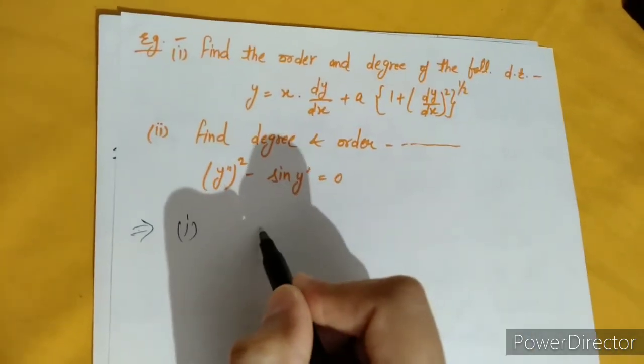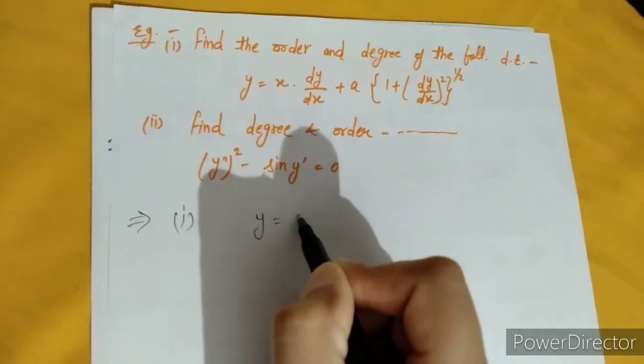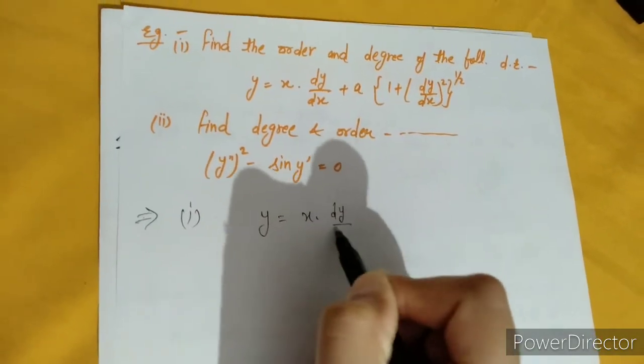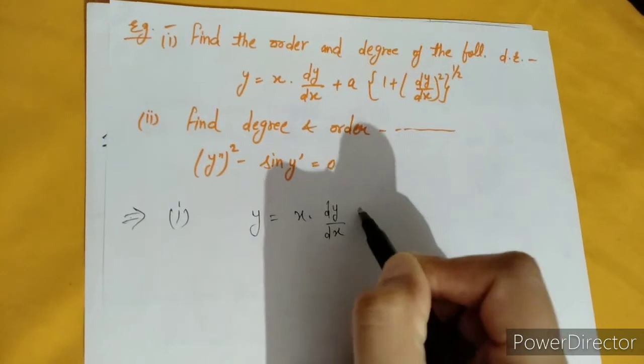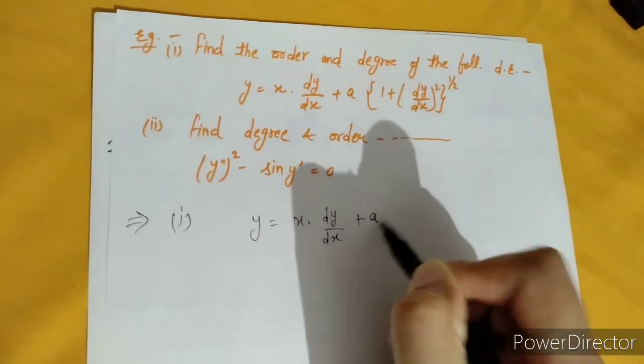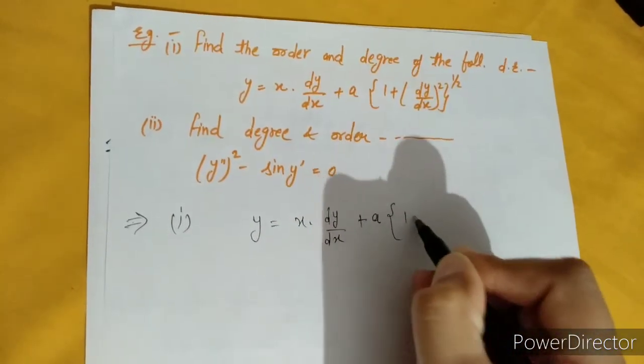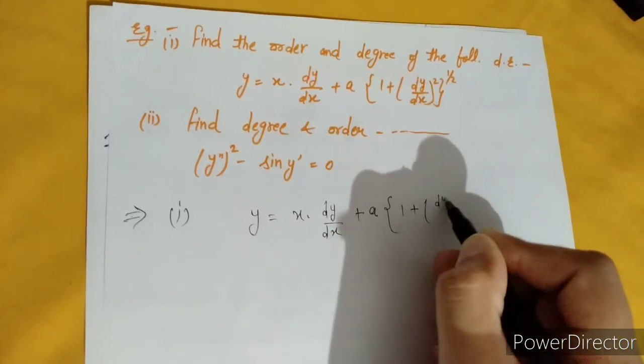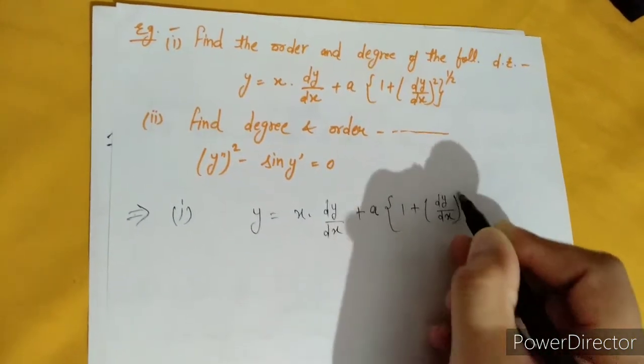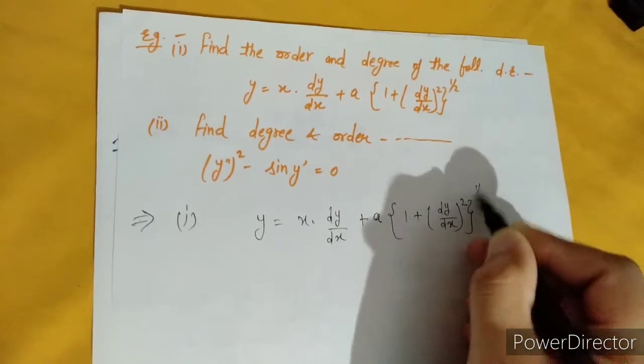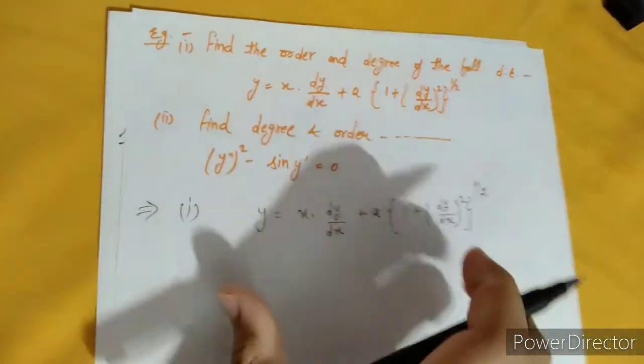First of all, write the differential equation again. y = x dy/dx + a√(1 + (dy/dx)²), where a is the constant term. So this is the differential equation.